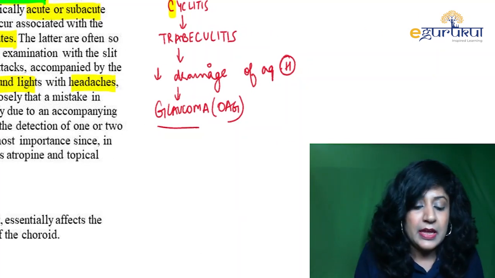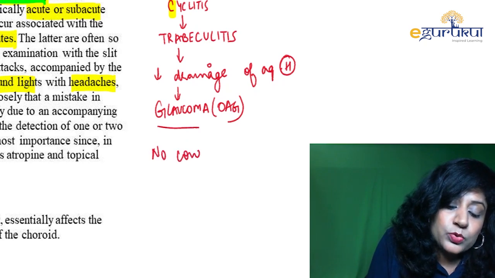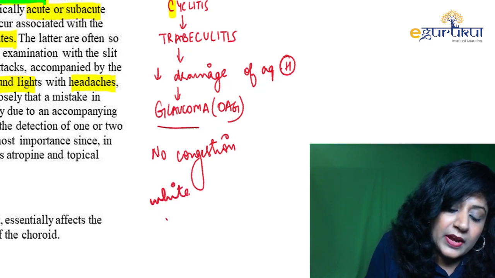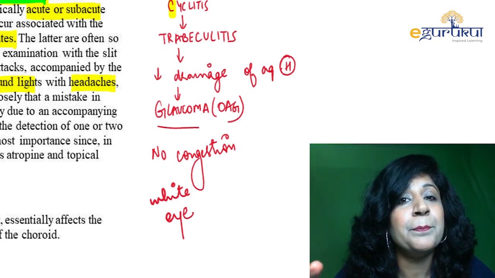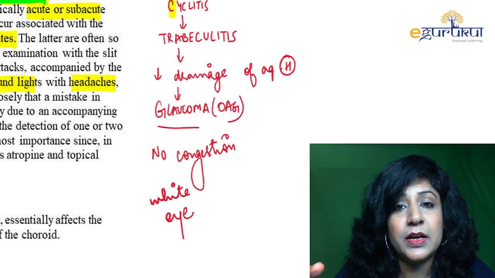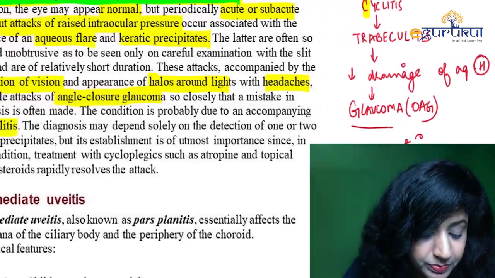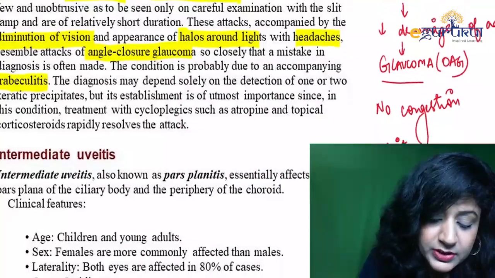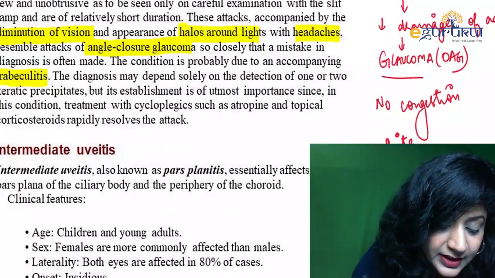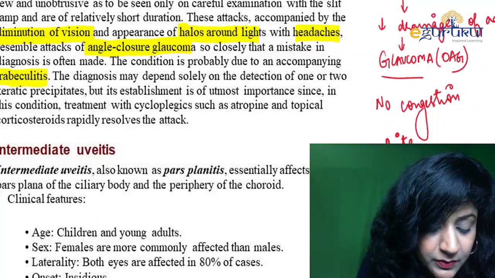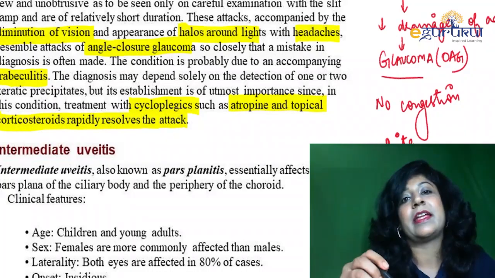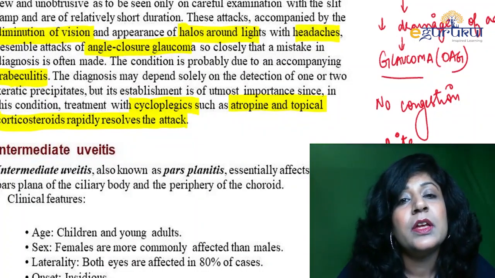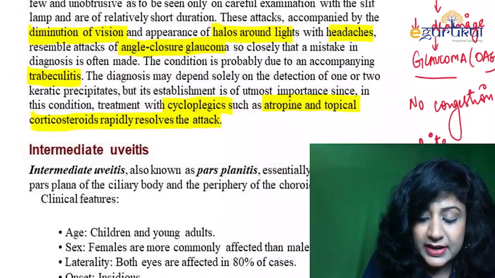There is no congestion, and this is again an important thing: you do not get congestion in this kind of syndrome. We have a white eye. Though the intraocular pressure is very, very high, we do not get congestion, we do not get redness in the eye. Now the diagnosis may depend solely upon the detection of one or two keratic precipitates. You can diagnose it by this, and treatment with cycloplegics such as atropine and topical corticosteroids will resolve the attack. So the treatment that we are giving is according to uveitis only. So this finishes your anterior uveitis.